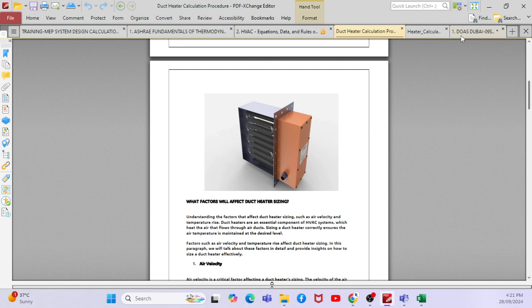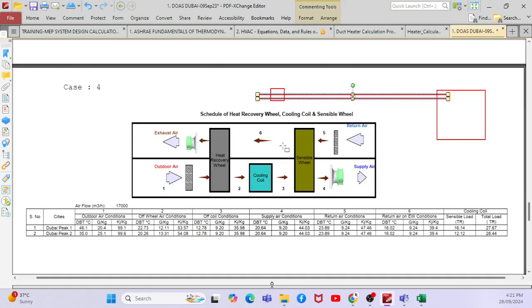Why the duct heater is required, I told you. There are different temperatures. You have condition 1 and condition 2 where you want to increase the temperature. For example, this is one of the cases: even though you provide a sensible wheel, you cannot achieve the supply condition. So in that case, you have to provide a duct heater to increase the temperature. Because if you supply at low temperature, there is a chance of humidity, a chance of moisture inside. To avoid that, you are using a duct heater. So these are the purposes.